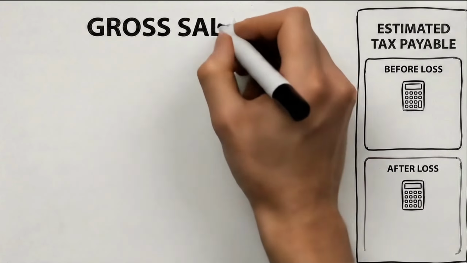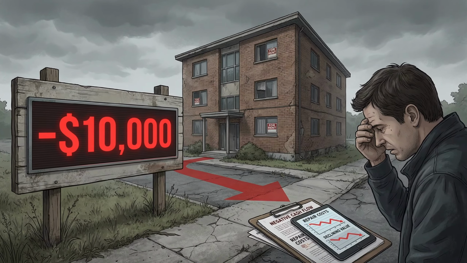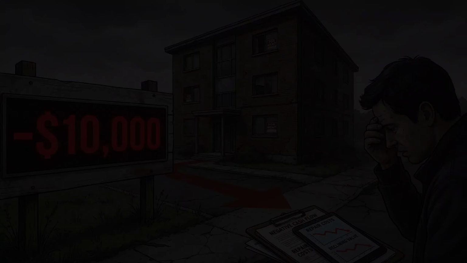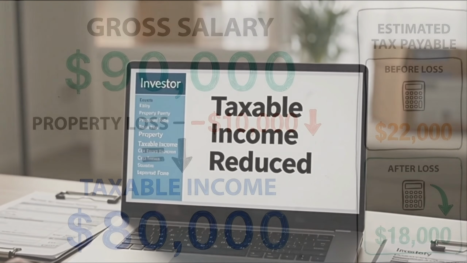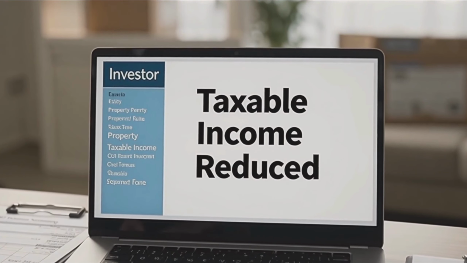Here's a simple example. Imagine you earn $90,000 a year from your job, and your investment property runs at a $10,000 loss over the year. That loss may be deducted from your taxable income, meaning you are taxed as if you earned $80,000 instead of $90,000. The tax saving reduces the impact of the loss, but it does not remove it entirely.